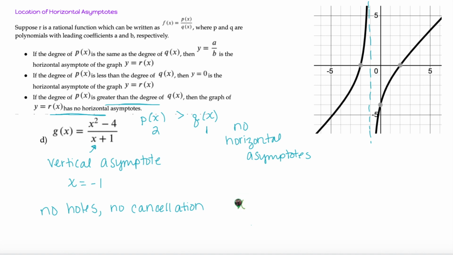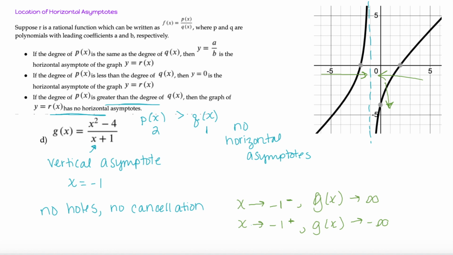So as x is approaching our vertical asymptote from the left-hand side, our y values, g of x, I should say, g of x is approaching positive infinity. At the same time, as our x values are approaching -1 from the right-hand side, our function values are becoming more negative. So they're approaching negative infinity.